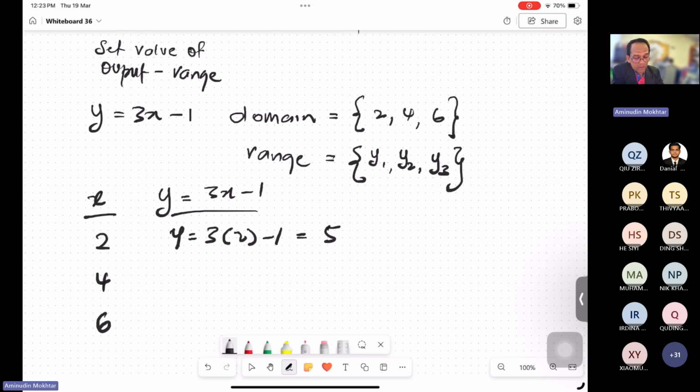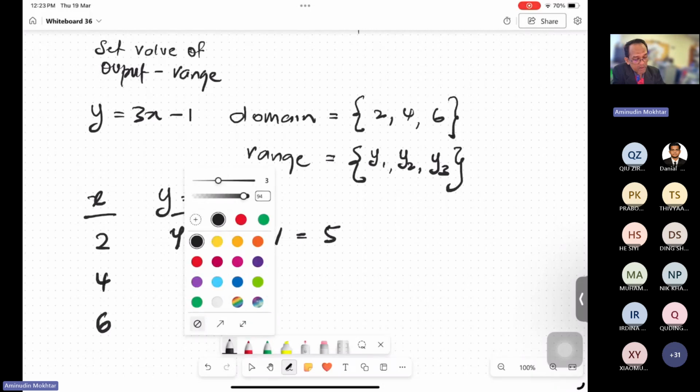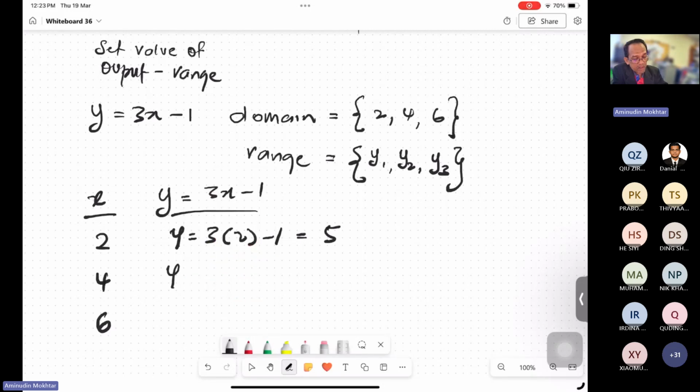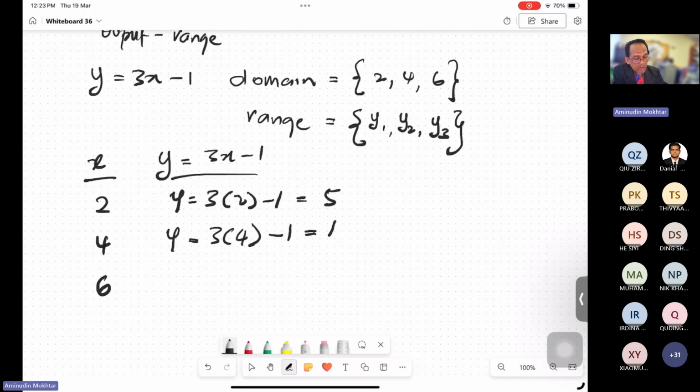Okay, that's the value of y when x equals 2. When x equals 4, the same process, the same thing. We just replace x equals 4. 3 times 4, 12, minus 1 equals 11. And then when x equals 6, y equals 3 times 6, 18, minus 1 equals 17.